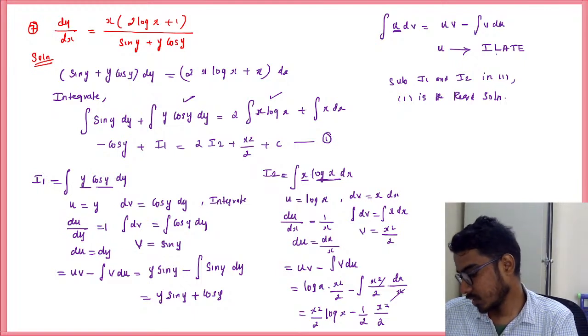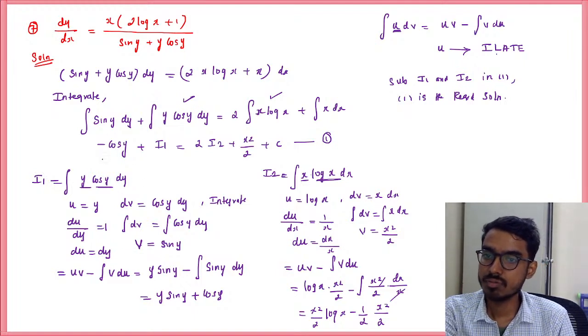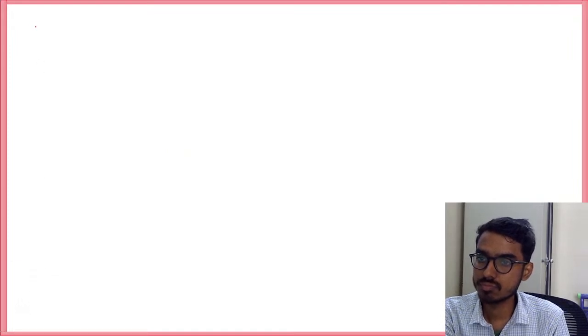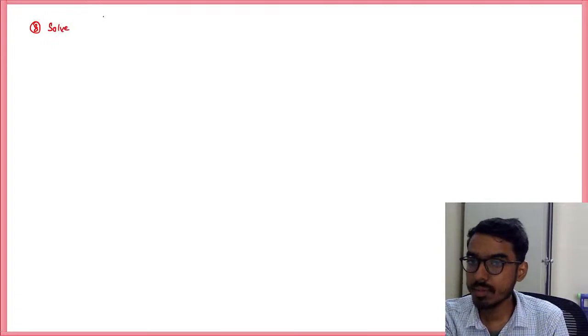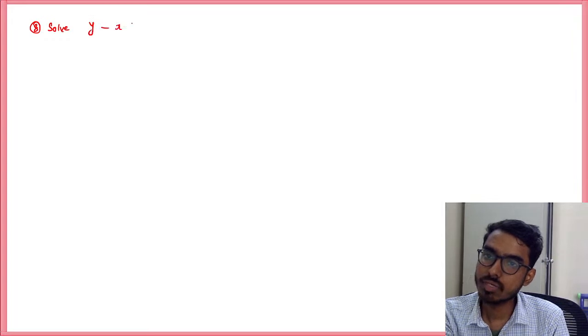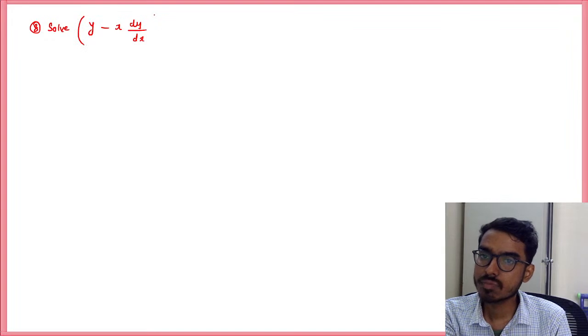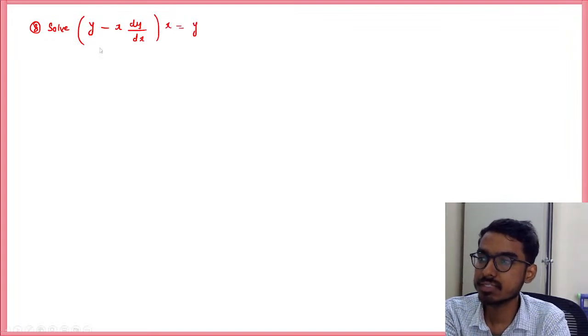We move on to the next problem. y minus x into dy by dx into x is equal to y. Right? Into x is equal to y.